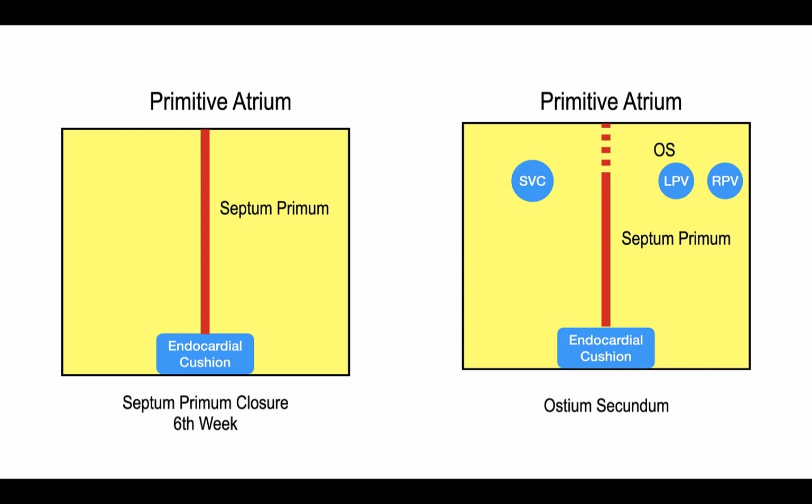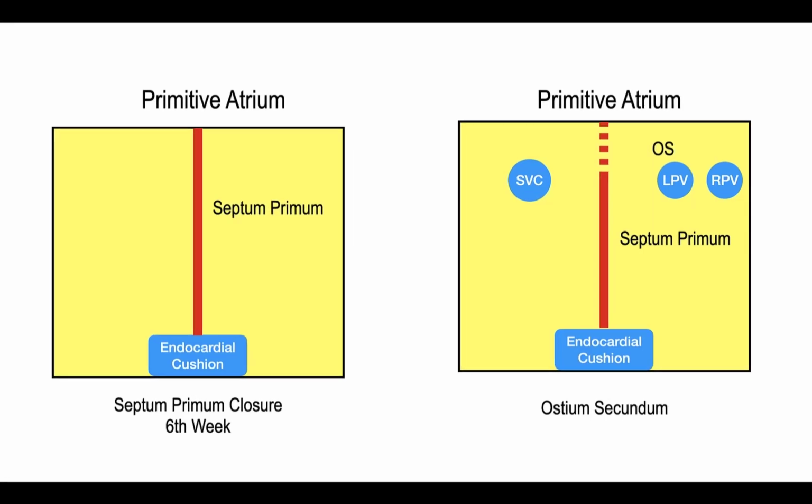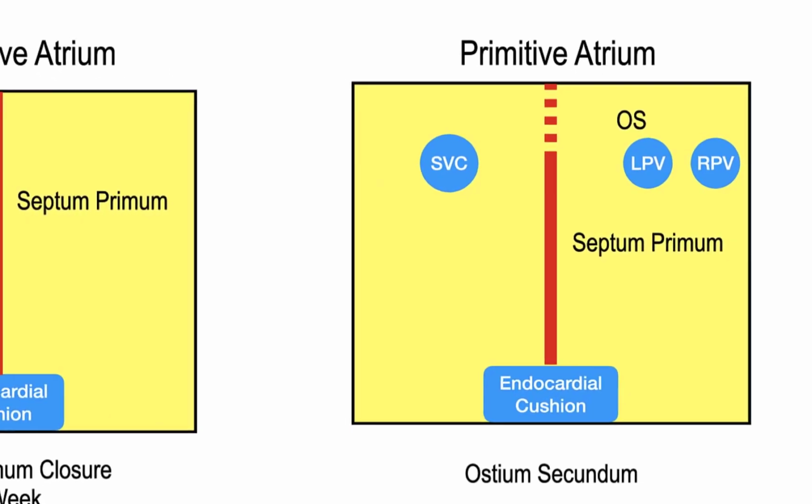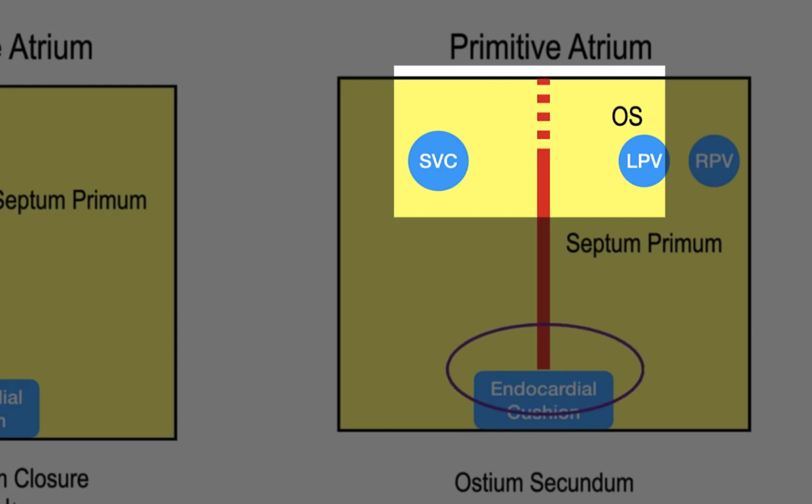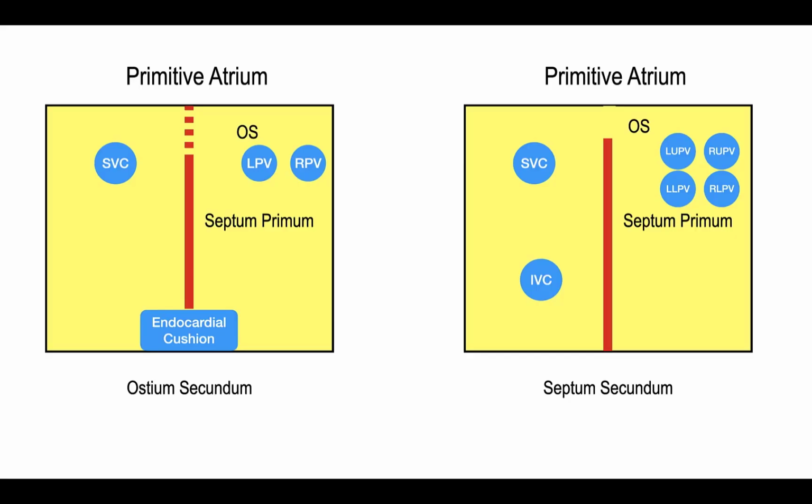Simultaneously, there is also appearance of the ostium of the SVC into the right atrium and the ostia of the left and the right-sided pulmonary veins into the primitive left atrium. Therefore, despite closure of the septum primum, there continues to be a communication between the right and the left side for the transfer of oxygenated blood from the right side to the left side in the fetal life through the ostium secundum.